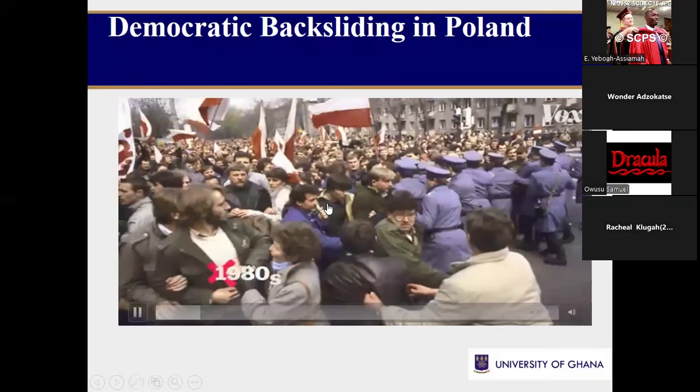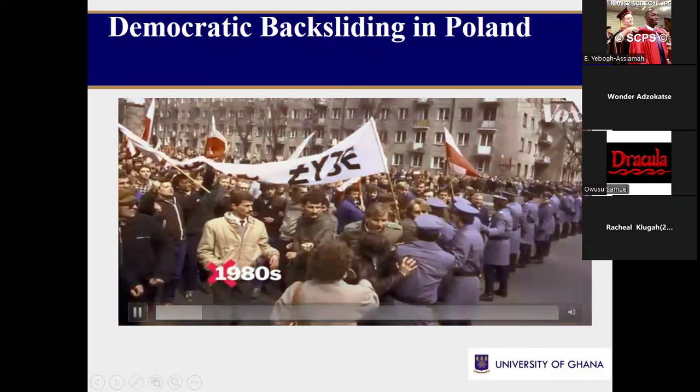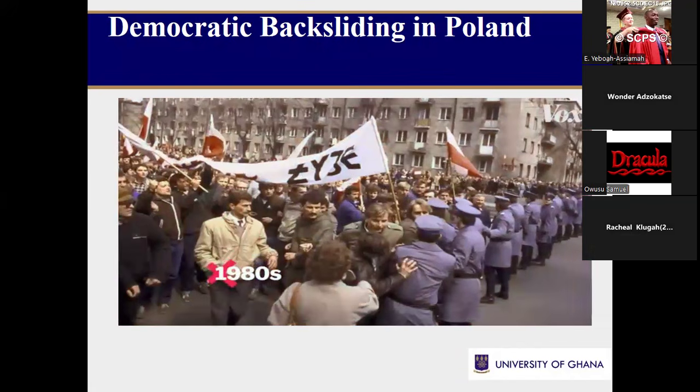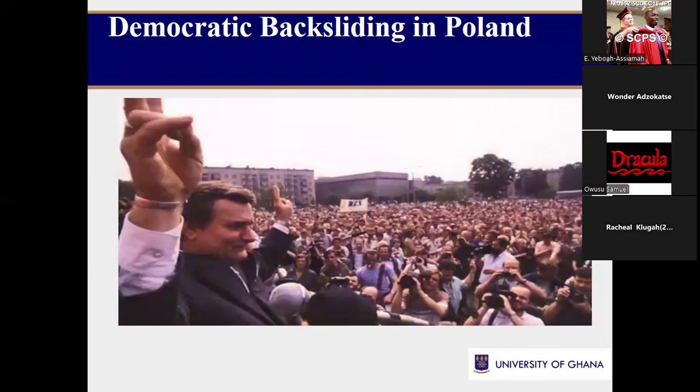In the late 1980s, Poland got rid of its decades-long communist regime. Soon, it became a thriving democracy.